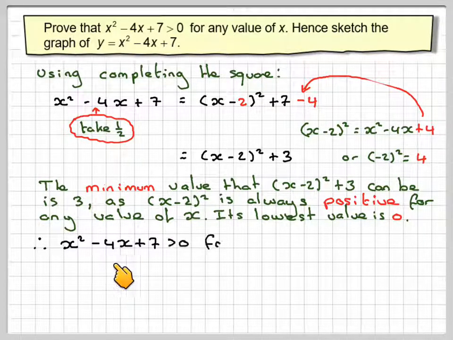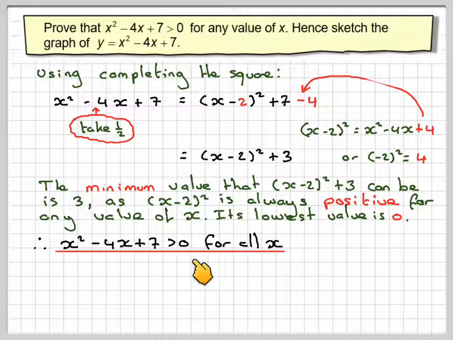Therefore, x squared minus 4x plus 7 will be greater than 0 for all x. In fact, it will actually be greater than or equal to 3. Now, we can use this to actually sketch a quadratic quite easily.